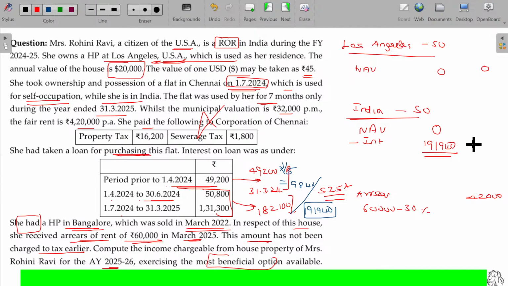For the property in India, 1,91,940 being loss. For all the three properties put together, what is the income from house property? Come on, tell me. 1,91,940 negative, 42,000 positive, 0 for the Los Angeles house. 1,49,940 loss will be the income from house property. Clear?